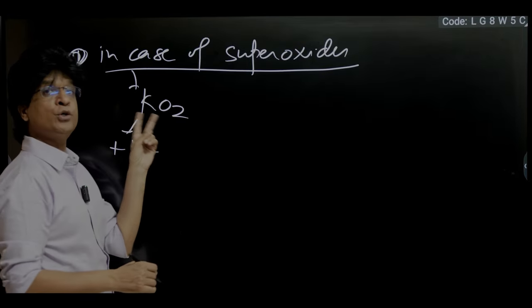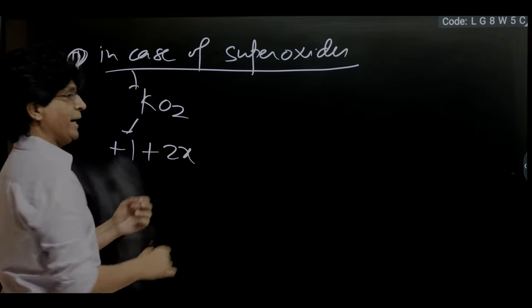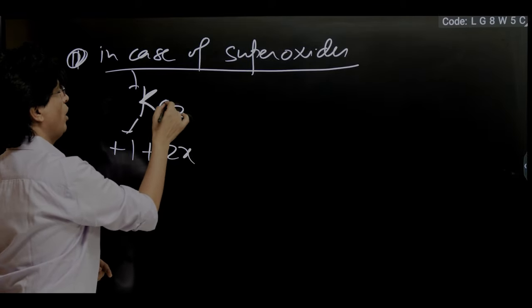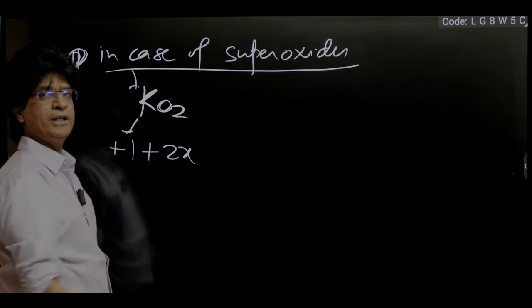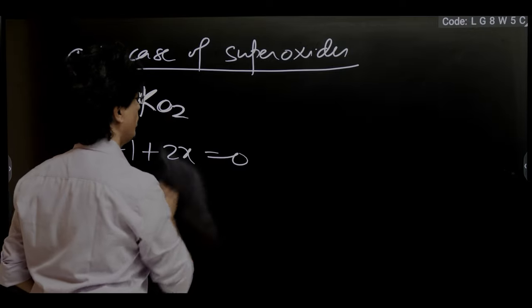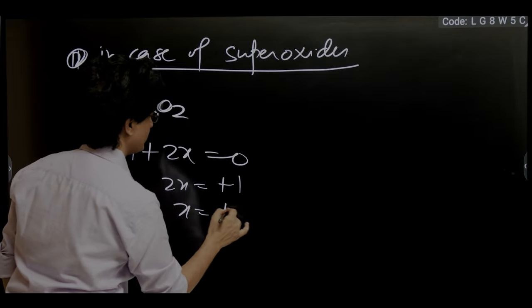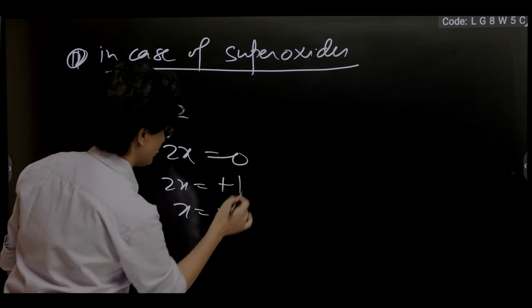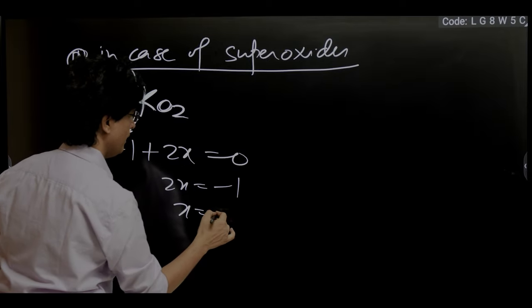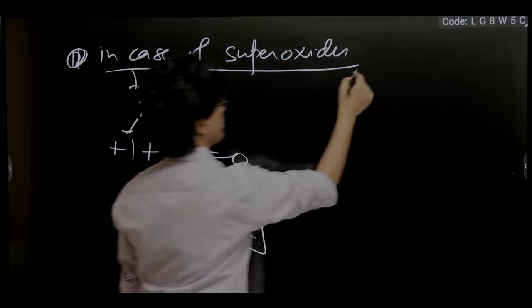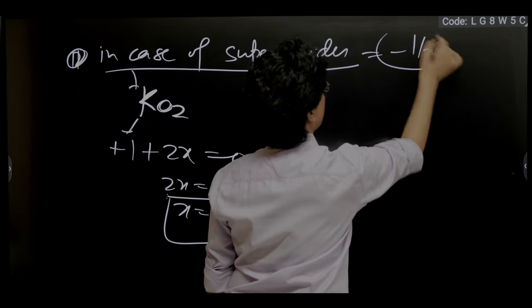How many oxygen are there? 2. So 2X. I told you rule number 4. What is that? Sum of oxidation number of all the atoms in a neutral molecule or a compound is equal to 0. So 2X will be equal to minus 1, X will be equal to minus 1 by 2. So oxidation number of oxygen in superoxide is actually minus 1 by 2.